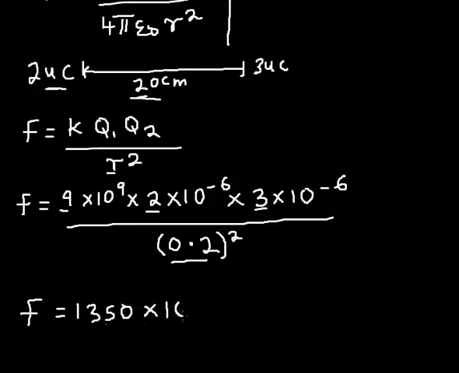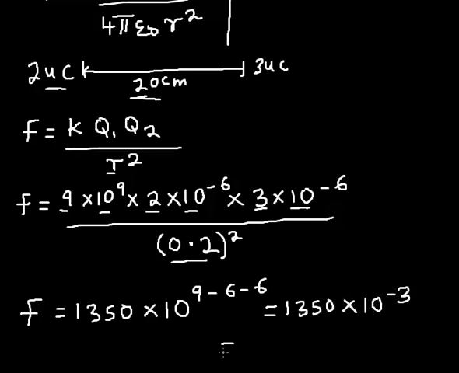How do I work with the powers of 10? It will be easy. Of course, in indices, these have the same base. The base is 10. So all I just need to do is just to add the powers. So I'm going to add 9 minus 6 minus 6. Okay, so here we go. This is going to be equal to 1350 times 10 raised to the power of 9 minus 6 minus 6, that's going to give me minus 3.